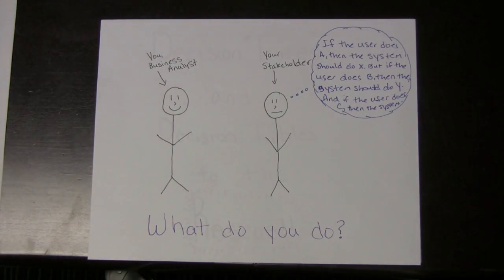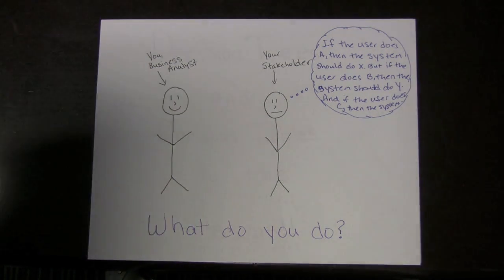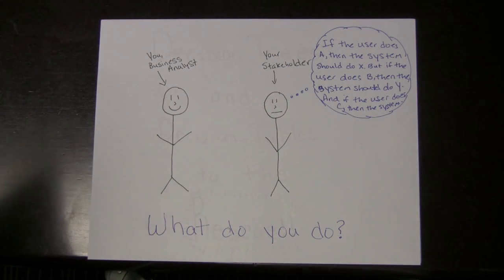Have you ever found yourself in an elicitation meeting and hearing the following? If the user does A, the system should do X. But if the user does B, then the system should do Y. And if the user does C, well, you get the picture. Chances are you've probably heard a stakeholder presenting business rules and requirements in this if-then format.